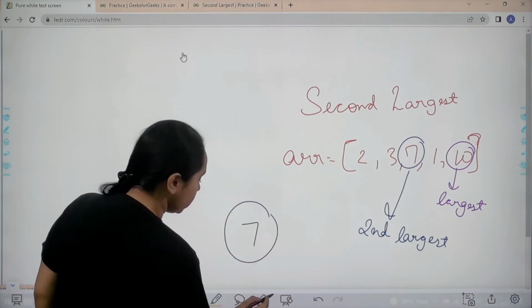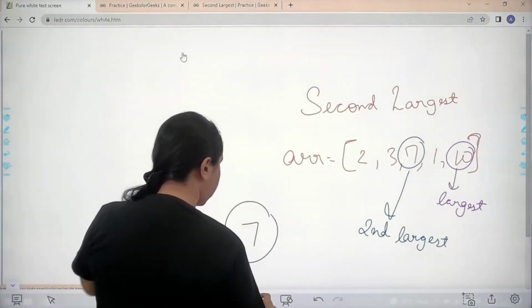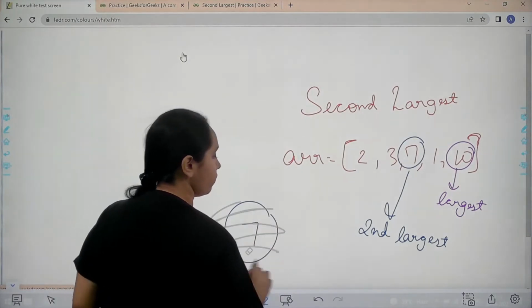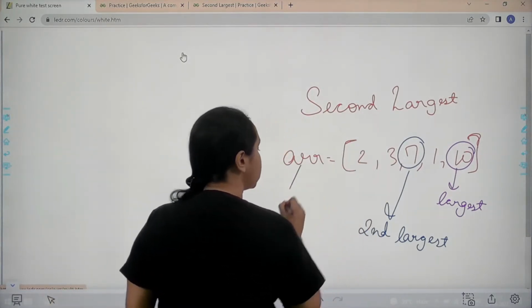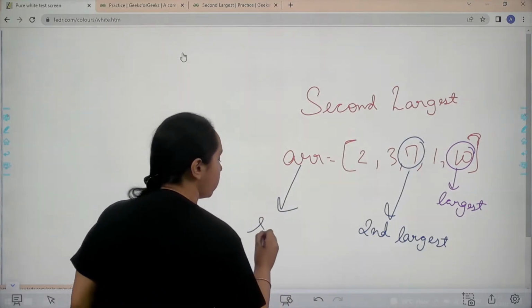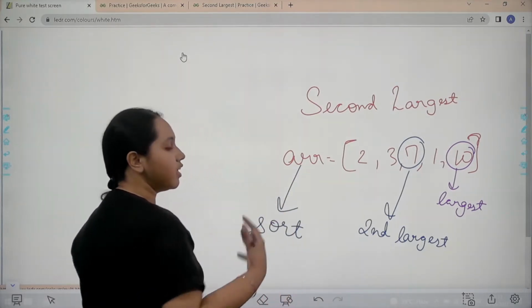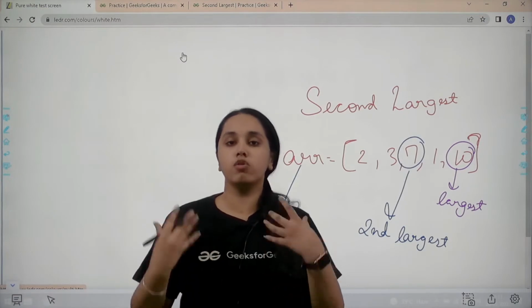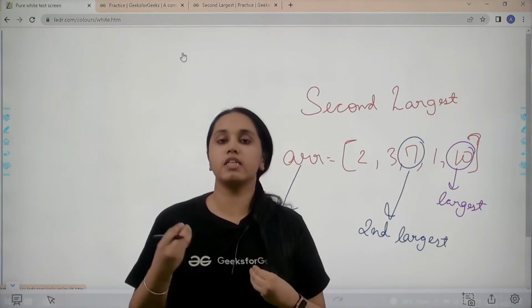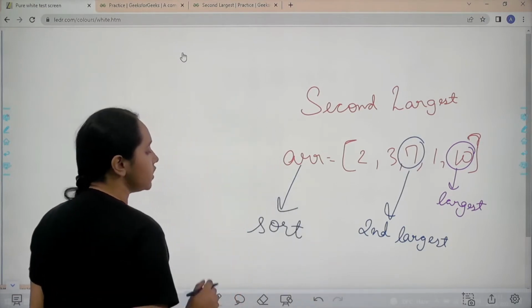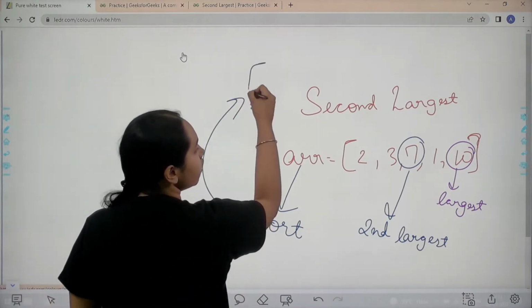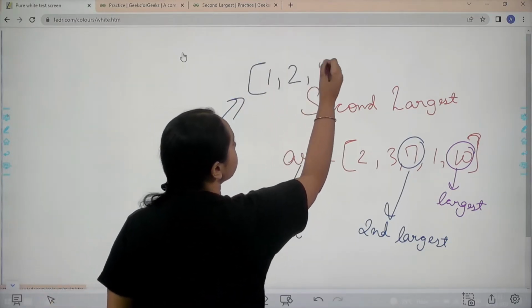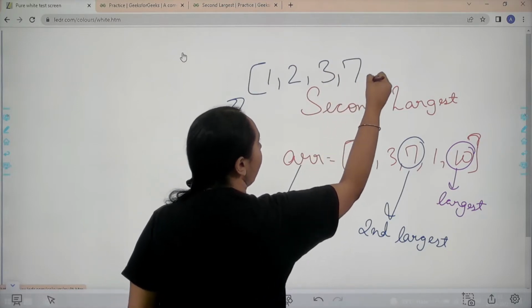1 minute, let me clean the screen a little. The first step would be that I would arrange this array. I would sort this array so that it is easier for me to find the second largest element. So the first step is I would sort the array, so it would become 1, 2, 3, 7 and 10.